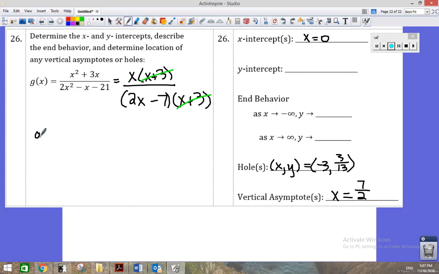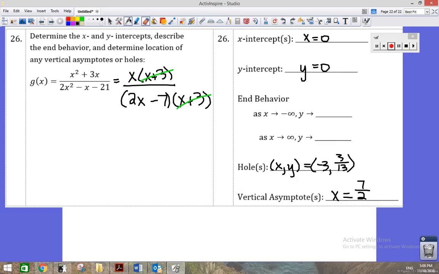If we input 0 into the function, that'll give us the y-intercept. So in the numerator, we have 0 squared plus 3 times 0. And in the denominator, those are 0. And 0 divided by negative 21 is 0. So it's exactly what we expected, that since x was 0, it was going through the origin. So y is 0 at the origin.